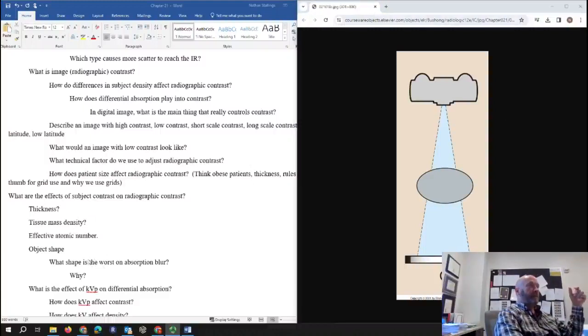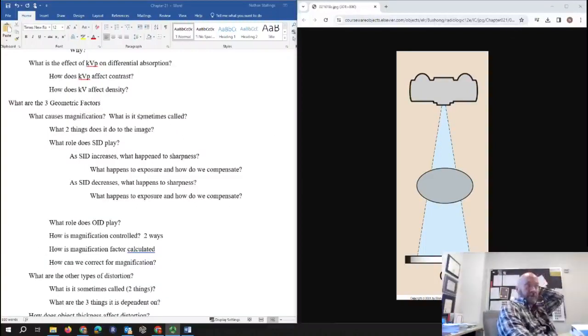The shape that is most susceptible to motion blur would also be a round or spherical shaped object. So remember KVP's effect on differential absorption: as KVP goes up, differential absorption goes down. As KVP increases, we penetrate more tissues. It doesn't really have an effect on contrast anymore. It doesn't really have an effect on density, but it does have an effect on your index number. So your geometric factors would be your magnification, your distortion, shape distortion, size distortion, and your focal spot blur.